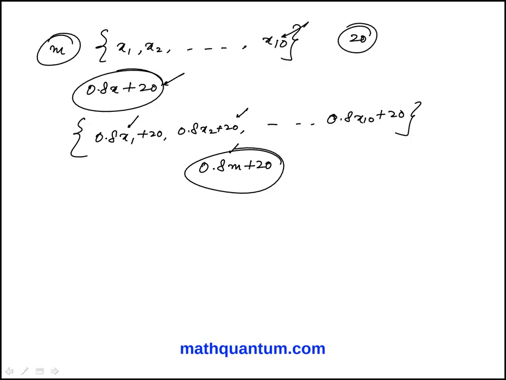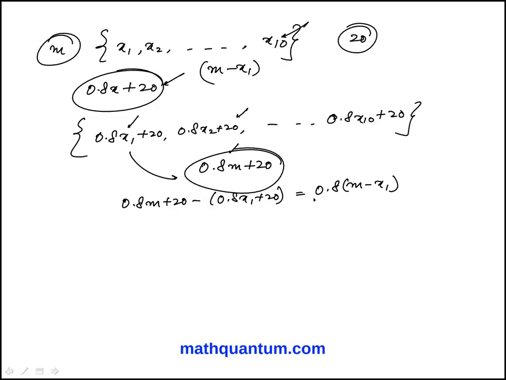So standard deviation is the way to compute this. You just need to know qualitatively how it's done. You're looking at the deviations from the average, and you'll see that the deviation would be 0.8m plus 20 minus (0.8x1 plus 20). You'll see that the 20 will drop out. It's going to be 0.8 times (m minus x1). Originally, the deviation was m minus x1. Same thing for the other ones, 0.8 times (m minus x2). And you will get this multiplier for the standard deviation. So it's simply 20 times 0.8.